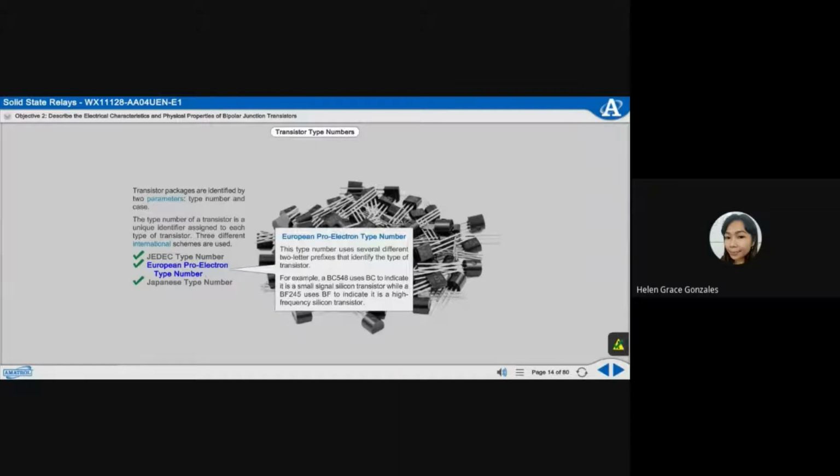The Pro-Electron type number uses several different two-letter prefixes that identify the type of transistor. For example, a BC548 uses BC to indicate it is a small signal silicon transistor, while a BF245 uses BF to indicate it is a high-frequency silicon transistor.